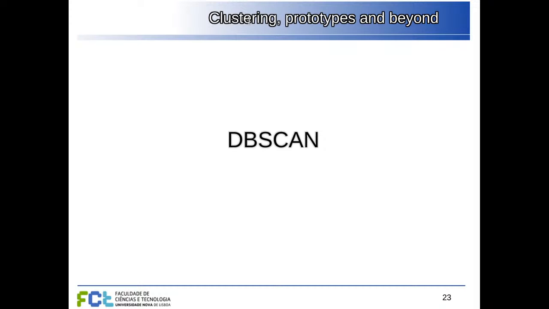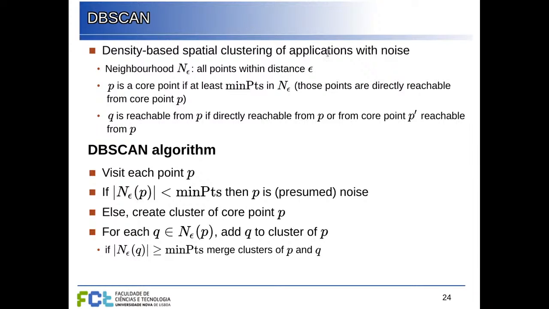Now let's look at a different approach to clustering, which is based on density. DBSCAN is density-based spatial clustering of applications with noise, and the idea here is that we consider points to be core points if they have at least a minimum number of neighbors. And neighbors are all those points that are within some distance epsilon. So these are the two parameters that we define in DBSCAN: the distance that specifies the neighborhood of each point, this epsilon, and the minimum number of points required for a point to be a core point.